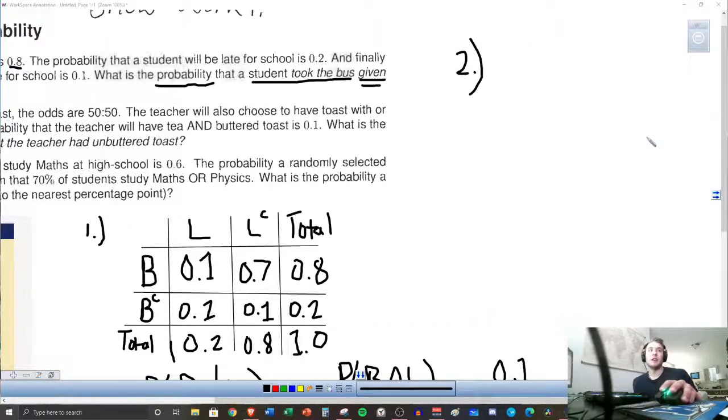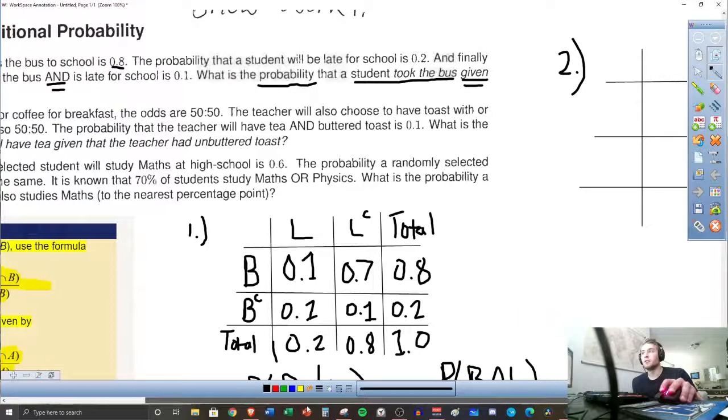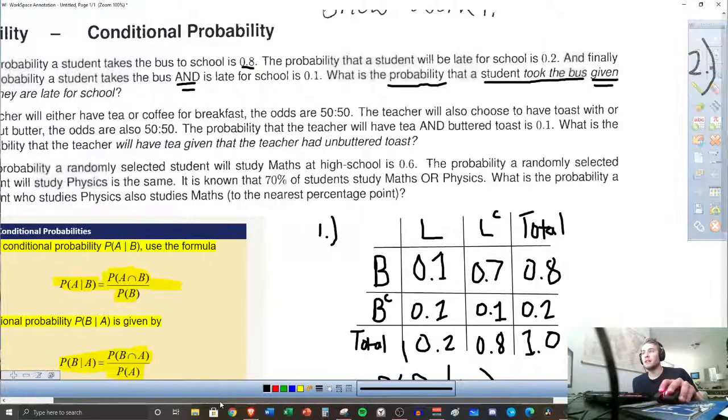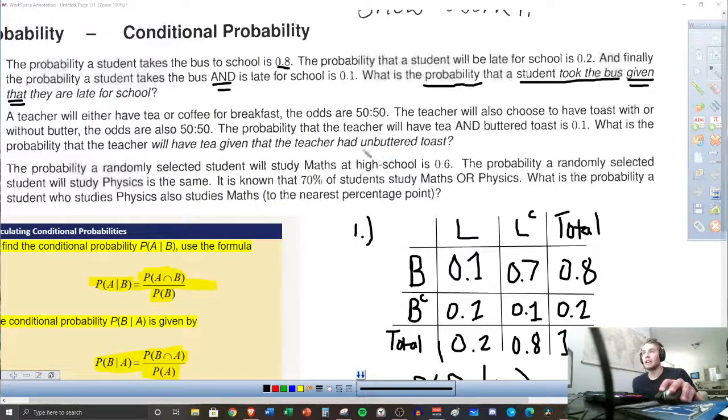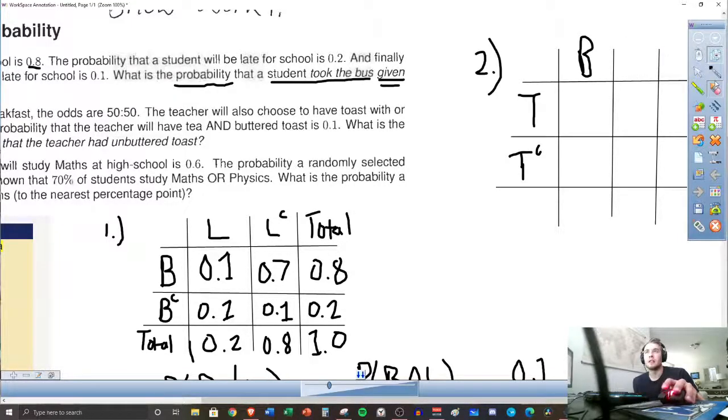So let's go ahead and build. You're going to want a two-way table for this one, trust me. There's a lot to think about. Two-way tables just make all of these a lot easier. So let's start with that. I'm going to go ahead and construct mine. So I've built the framework of my table. Let's go ahead and write the events. It seems like the main events that we want are tea and toast being buttered or not. So I'm going to say tea or not tea, and then butter, not butter.